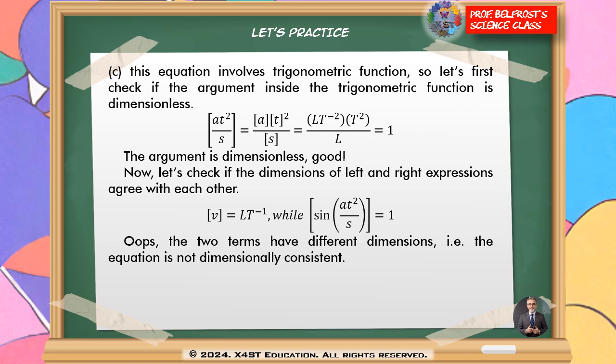The dimension of V is LT to the minus 1, while any trigonometric function is just a value, 1, right? So LT to the minus 1 is not the same as no dimension. So the two terms have different dimensions. I'm sorry, the equation is not dimensionally consistent.